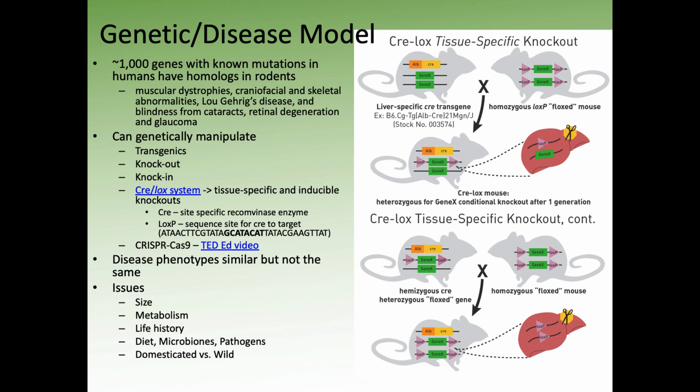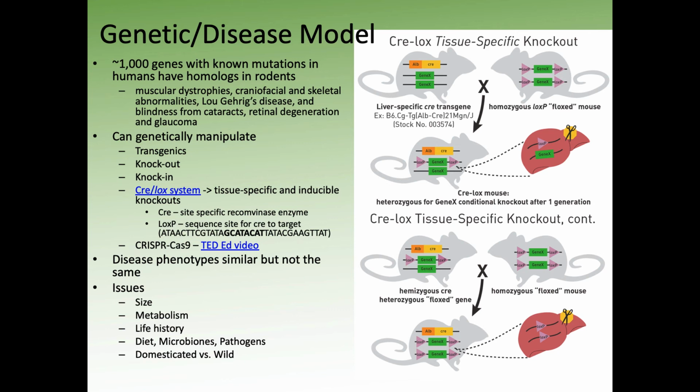And what we do in this case, right, is we can do a couple different things. We can add genes into a mouse and see what they do. We can knock out a gene in a mouse and see what happens, and we can even knock a gene into a mouse and see what happens.